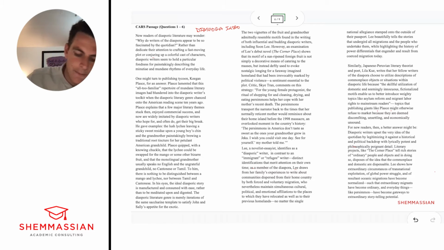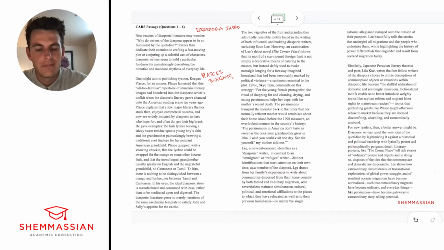Okay, so overall, this paragraph seems to be talking about Keegan Place's thoughts. So I'm just going to put that down, that way I know where to go if they bring up something about Place.